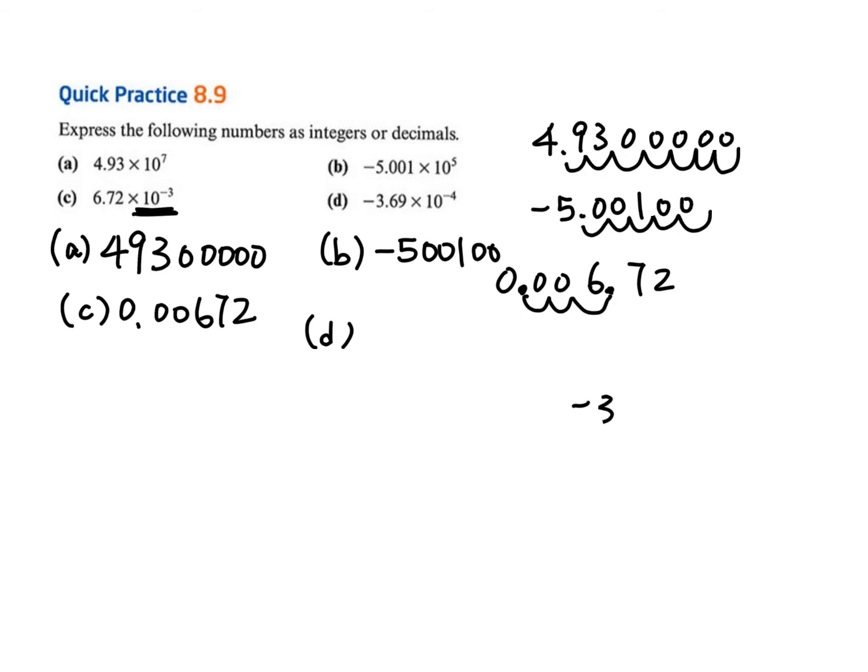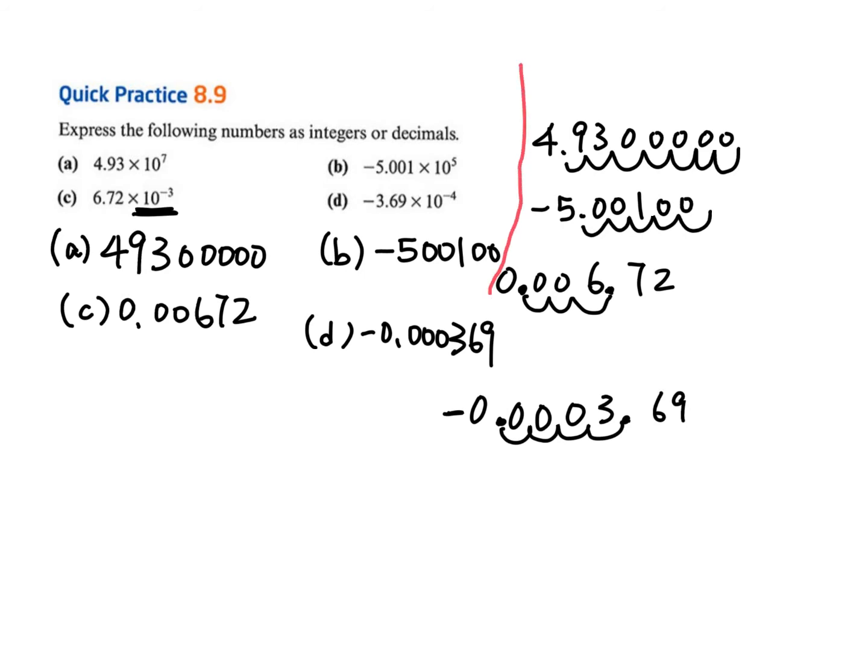So the question is negative 3.69, times 10 to the power negative 4. That means I have to move the decimal point to the left. So 1, 2, 3, 4. Okay, so I have to put the dot here. The negative, I copy it here. This one I erase it, and then I add back the zeros. 0, 0, 0, 0. So here it should be negative 0.000369. So this is the rough work.